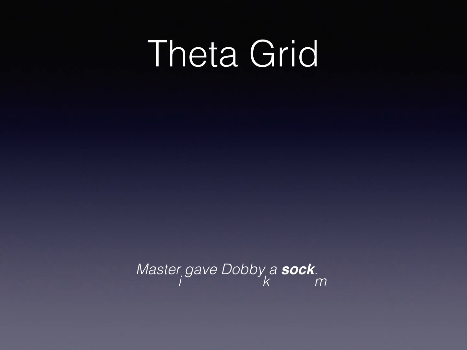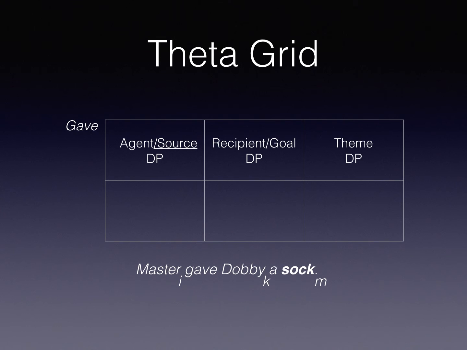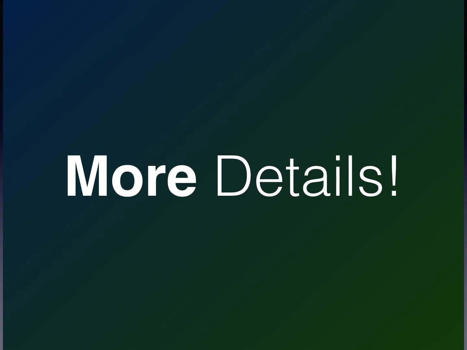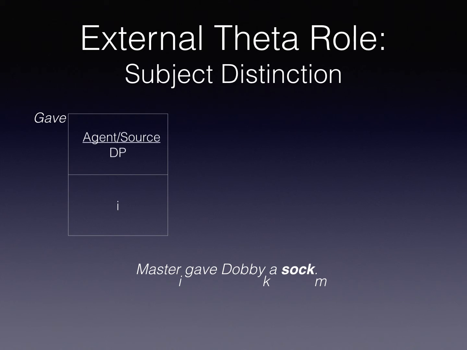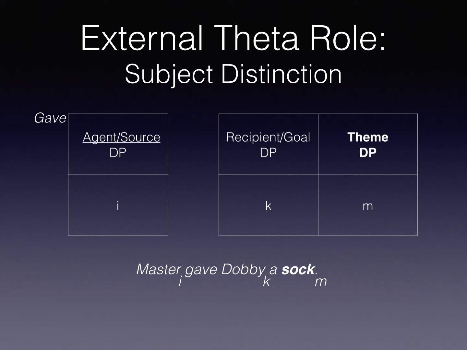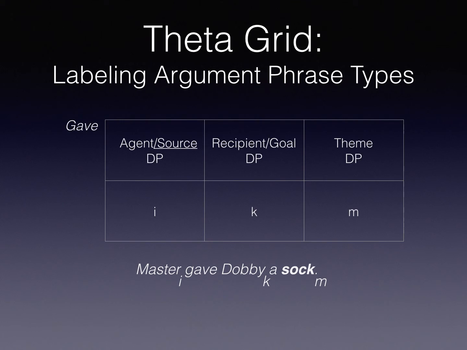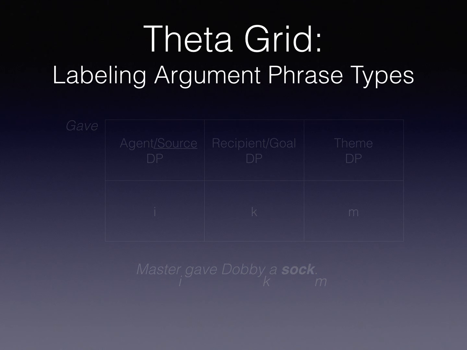We have just constructed a theta grid, but there are a few more details to discuss. First, notice how the label for the external theta role is underlined. This is to distinguish the subject, or external theta role, from the other arguments, which are the internal theta roles. Next, the DP labels for the arguments refer to the X-bar theory phrase types, and in this example, all of our arguments are determiner phrases.